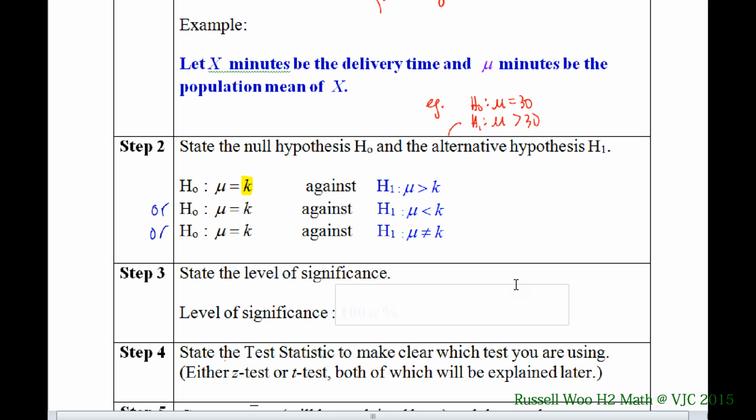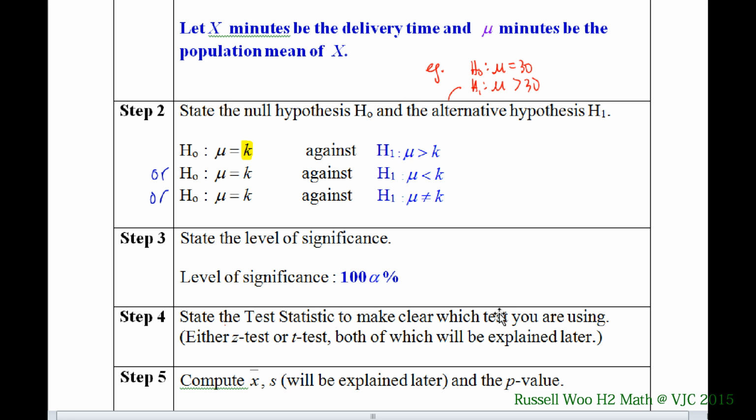Then you state properly what is the percentage error you are willing to accept. It can be 1%, 5%, 10%, up to you, 2.5%, 3.85%, doesn't matter. This is the level of significance. It is the probability of rejecting H0 when in fact H0 is true. You just state whatever percent: 5%, 10%, 2%, 3%.